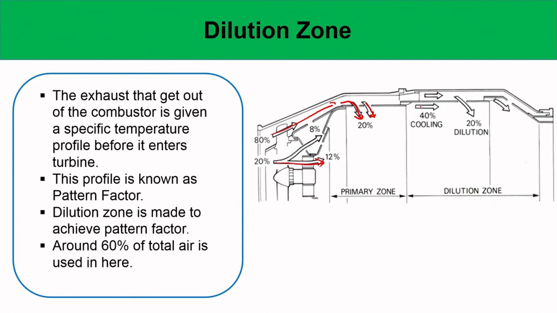So, this is the purpose of the dilution zone, that the exhaust that gets out of the combustor is given a specific temperature profile before it enters into the turbine. Okay. This profile is known as the pattern factor, and the dilution zone is made to achieve the pattern factor. So, the aerodynamics is controlled in such a manner that the exit temperature profile matches what is desired, what is most conducive for the turbine. And as you see, about 60% of the total air is used in this one. So, a lot of air, you see that the aerodynamics in these combustors is very important, because it leads to the cooling and control of pollutants, and also to achieving the particular pattern factor. So, this is the purpose of the dilution zone.